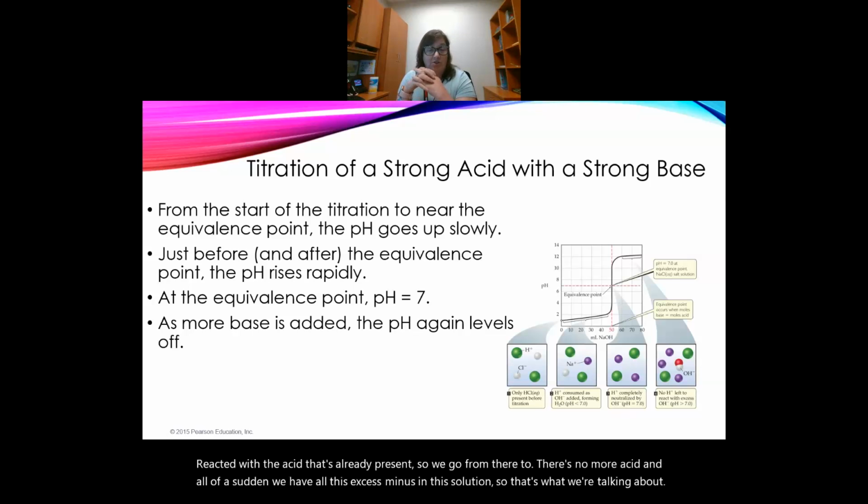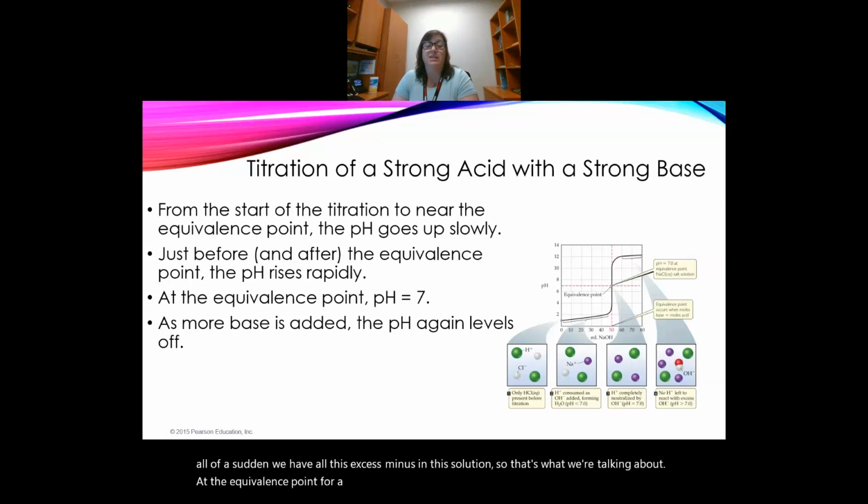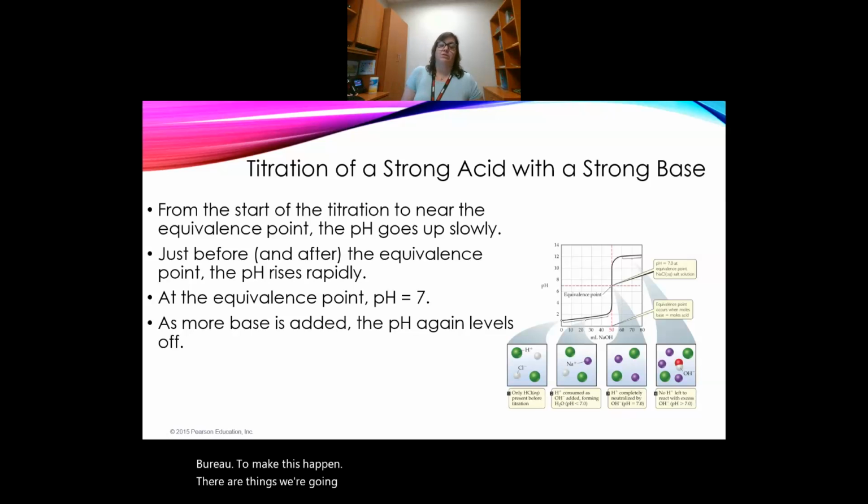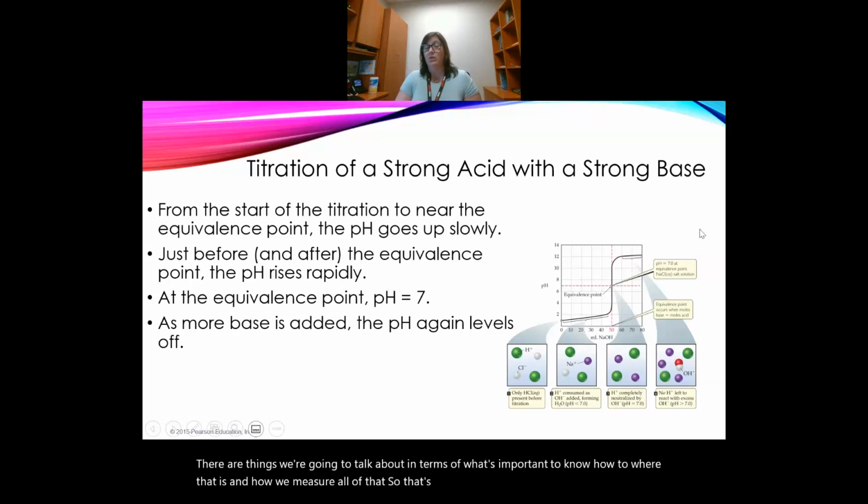At the equivalence point for a strong acid and a strong base, the pH is 7. As we continue to add more base, the pH again levels off. So I was talking about we blow past the equivalence point. Well, that's what I'm talking about. It happens really, really fast. And we're talking partial drops on a burette to make this happen. There are things we're going to talk about in terms of what's important to know where that is and how we measure all of that. So that's what we're going to be talking about now, as well as what these titration curves look like when we're not talking about strong acid and strong base.